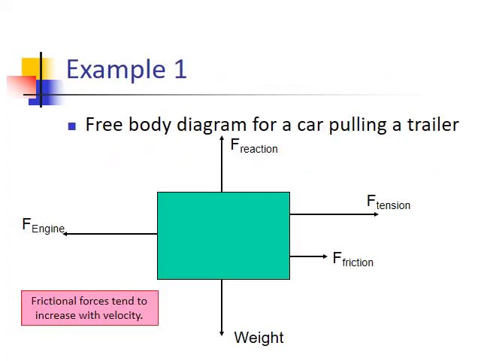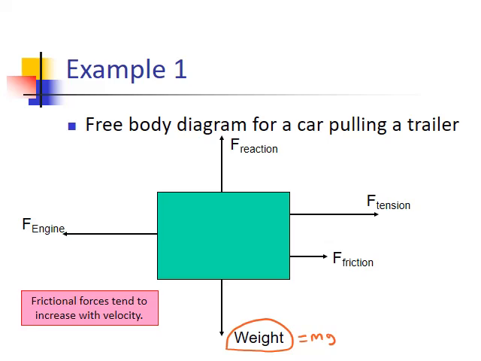So here's a free body diagram for a car pulling a trailer. So rather than drawing the car, we just draw a box for the car. So downwards, let's start on the vertical forces. Downwards we've got the weight, which we might have to work out, m times g. Upwards we've got the reaction force. So remember from Newton's third law, the force of the car on the ground is the action, the reaction, the force of the ground on the car.